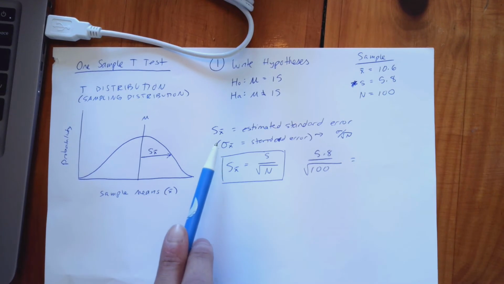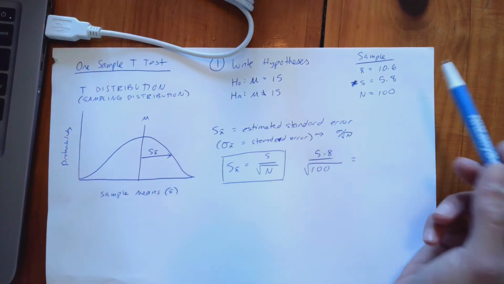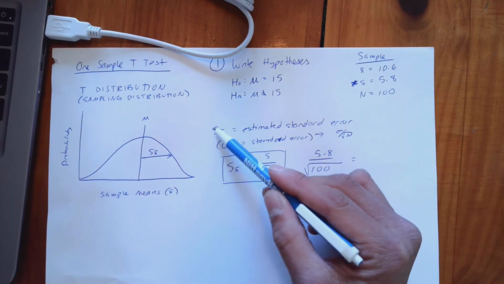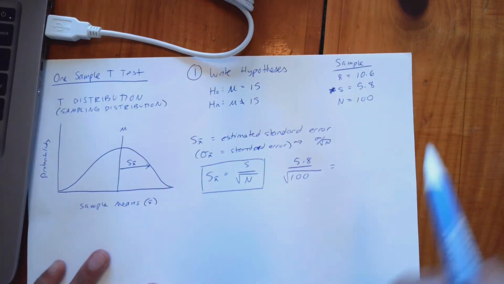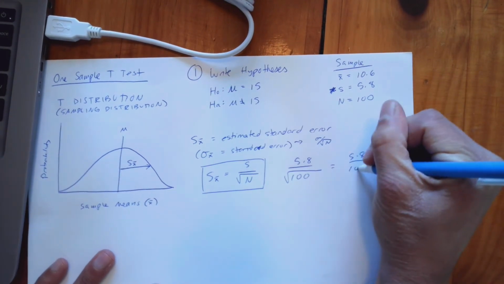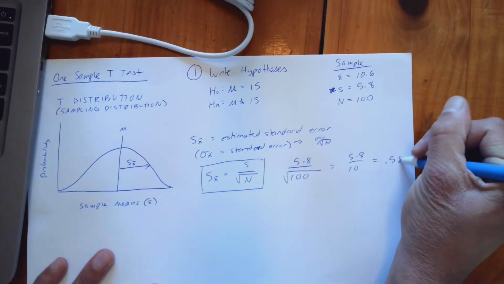The only difference is that we are acknowledging that this one is just an estimate based on our sample, and it's not actually a known value. So that's why we call it S instead of sigma. So if you do this, you end up with 5.8 over 10, and that comes out to 0.58.